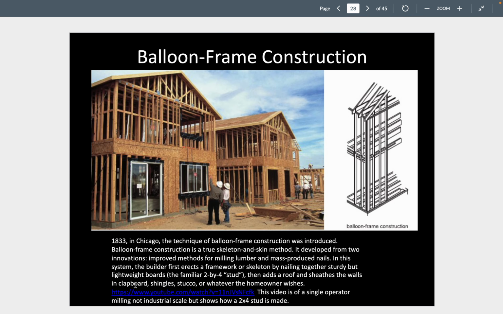Also in the 1800s, we get the balloon frame construction, that skeleton method, where they are now mass producing the wood, the 2x4s or the studs that are used in construction, and also mass producing steel nails that allow for the skeleton style building to be mass produced for housing.